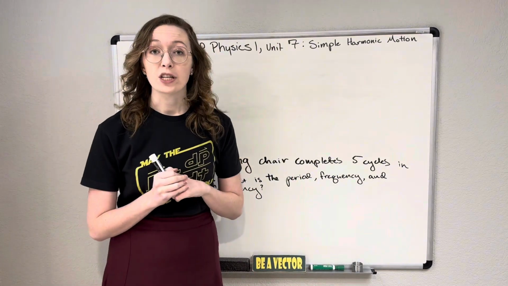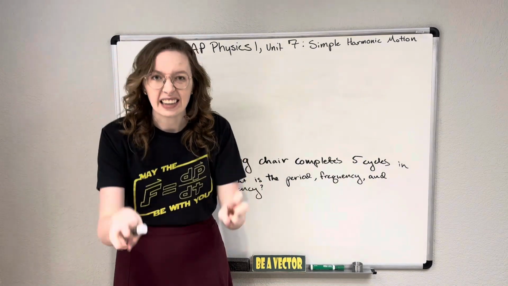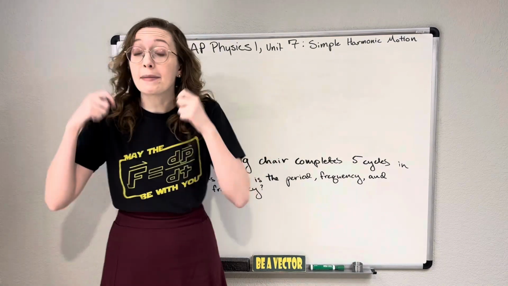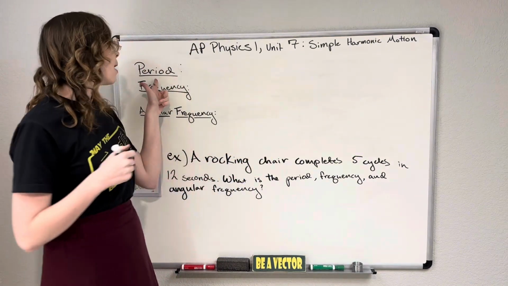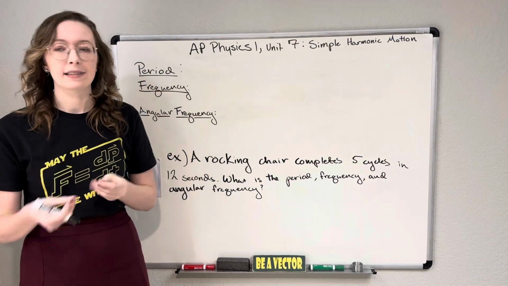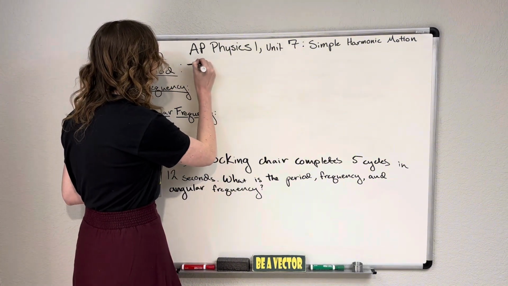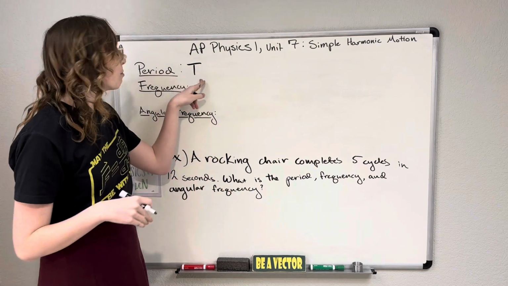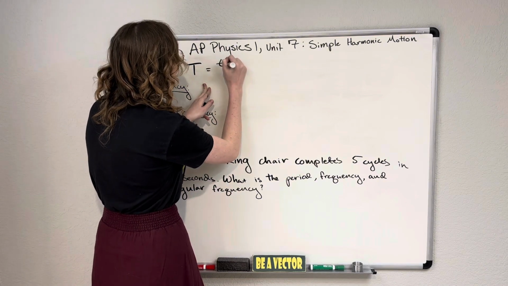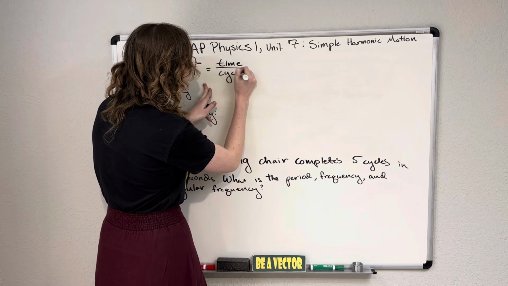So the first term that we're going to use here is period. Whenever we talk about period, think about periodically. So whenever we talk about periodic motion, that's kind of the same thing here. That means motion that is repeating itself. A period is how long it takes our object to complete one complete cycle. We represent it with the capital letter T, which you can think of as standing for time. It is how much time it takes our object to complete one complete cycle.